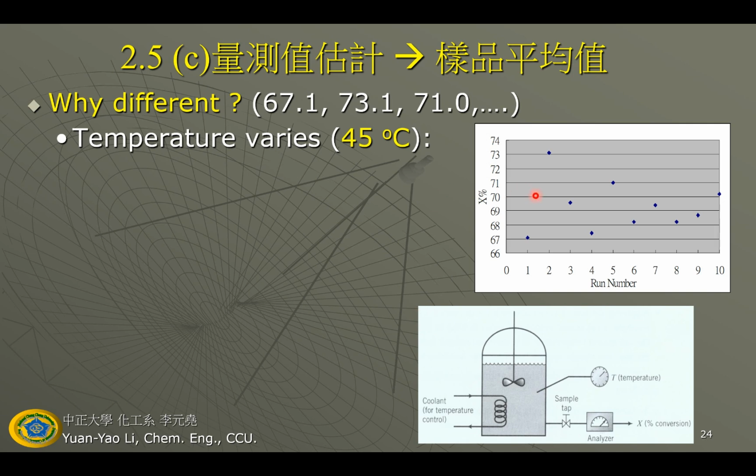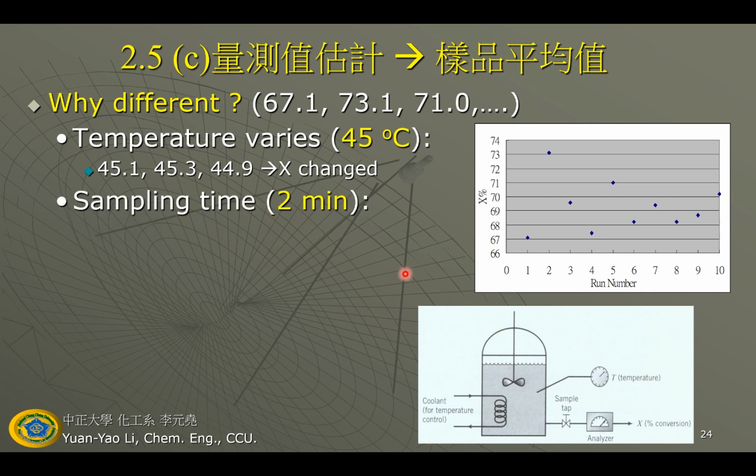It can be temperature variance, right? Because the temperature changes all the time, and the coolant tries to control the temperature. It can be 45, or 45.1, or 45.3, or 44.9, because it depends on the precision of this temperature meter, the thermometer, right?